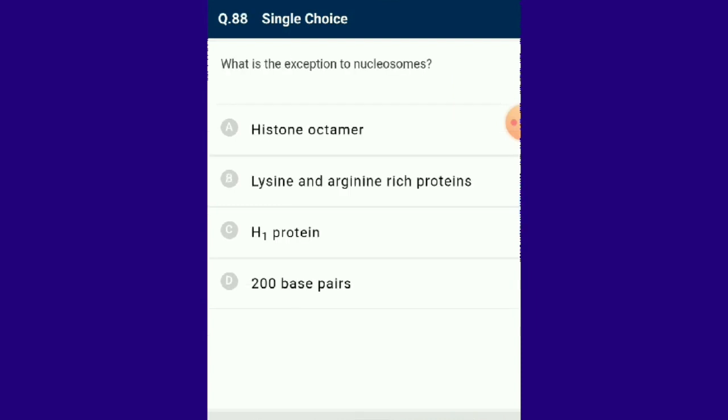Question number 88. What is the exception to nucleosome? A nucleosome is the fundamental unit of chromatin. Histone octamer and DNA give nucleosome, chromatin, chromatin fiber, chromosome. The histone octamer is made up of 8 molecules of histone proteins. Histone proteins are positively charged. DNA is negatively charged, that is, DNA wraps around the positively charged histone octamer. Around 200 base pairs of DNA are present. So the answer is option C. H1 protein is the exception to the nucleosome. The nucleosome contains a histone octamer, lysine and arginine rich proteins, and is made up of 200 base pairs. H1 proteins are absent.